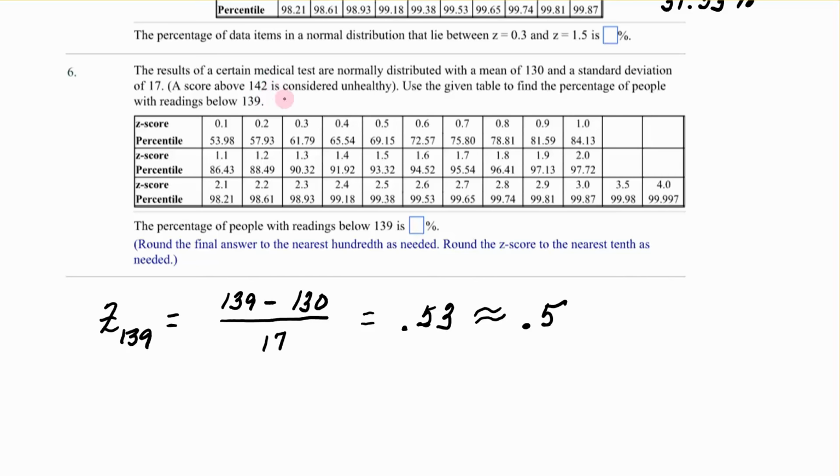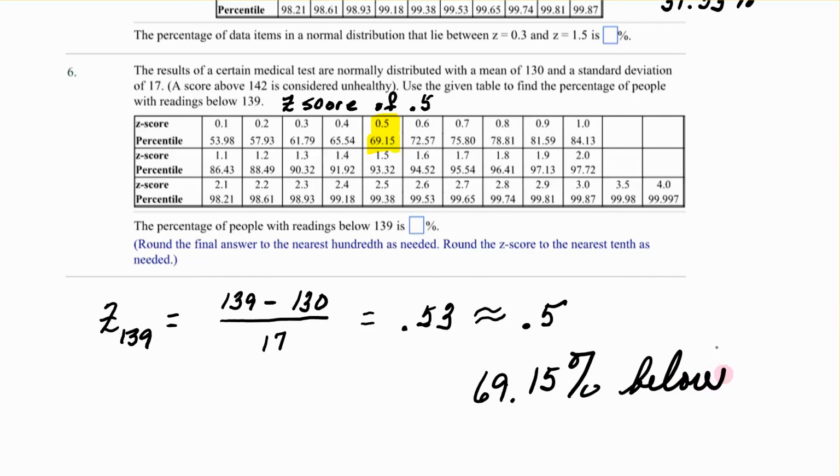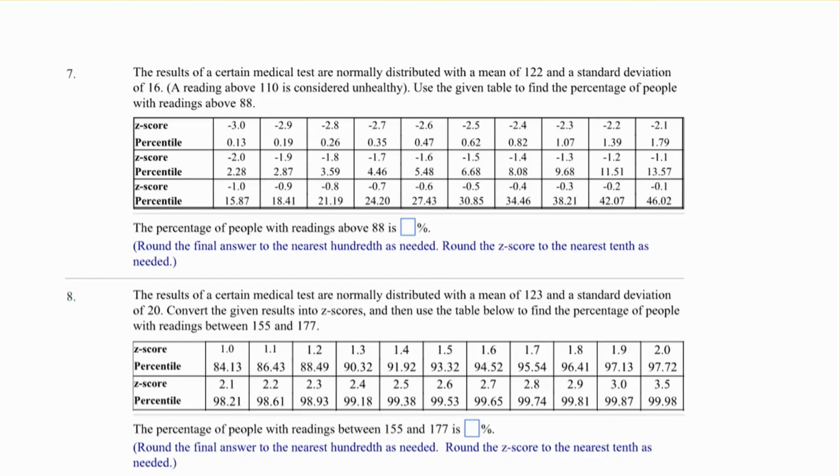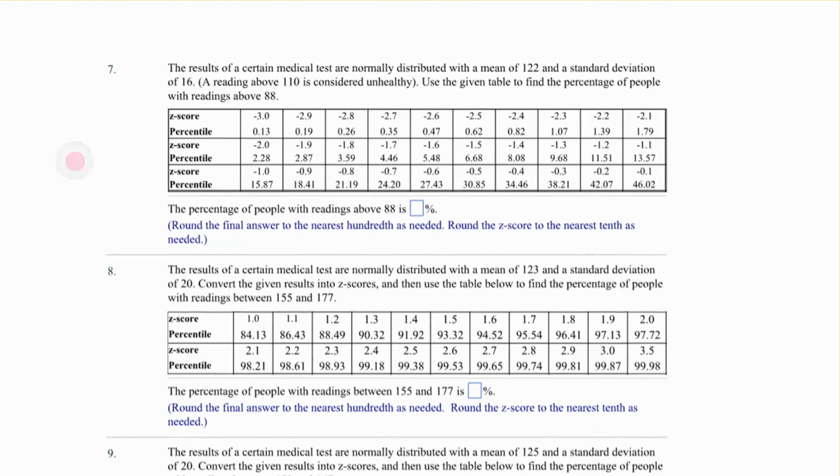Now I can say a z-score of 0.5. So I look at this, and I could say that associated with the z-score of 0.5, 69.15% are below that z-score, which means below the actual score of 139. Okay, I'm going to have to do my work over here. Whoops.